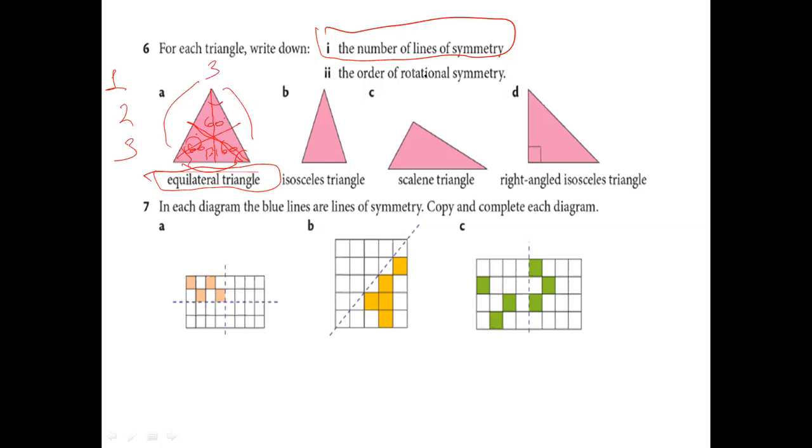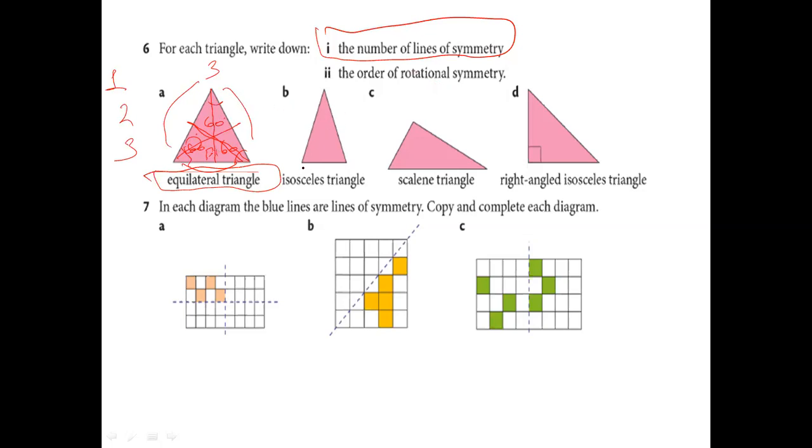And the order of rotational symmetry, how many rotational symmetries? I mean it has got three or four, because when you rotate it 90 degrees, its shape is not changing because all sides are equal. One, two, three, four. Yes, it has got four rotational symmetry.